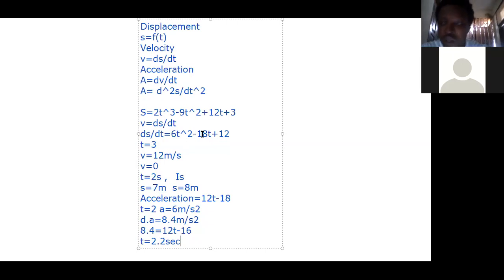So put 2.2 into the velocity equation, dx/dt. When t is equal to 2.2, what will be the velocity? What are you getting? You get 1.44. 1.44 meters per second.